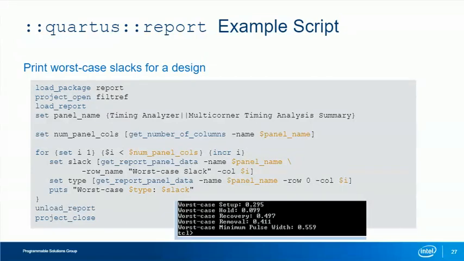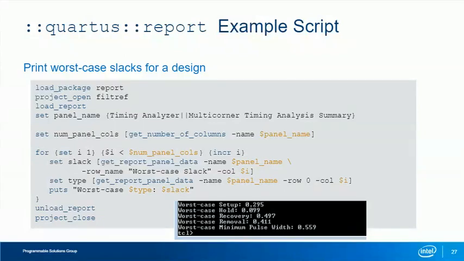The first 3 lines of this script load the report package so we can use report commands, open the project, and load the project report. Then, we set the Multicorner Timing Analysis Summary report panel name to the variable panel name. We then find out the number of columns in this panel by using the get_number_of_columns command. The for loop in the script then loops through all the columns starting at column 1. In the body of the loop, the script gets the number for the worst case slack in nanoseconds and the corresponding type of slack. The puts command then prints out the worst case slack.